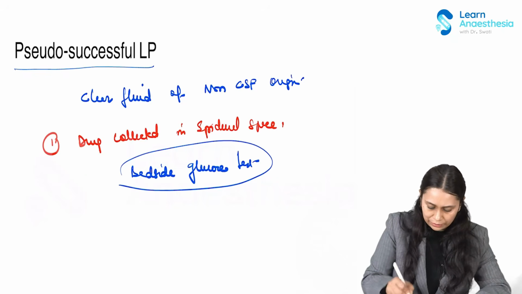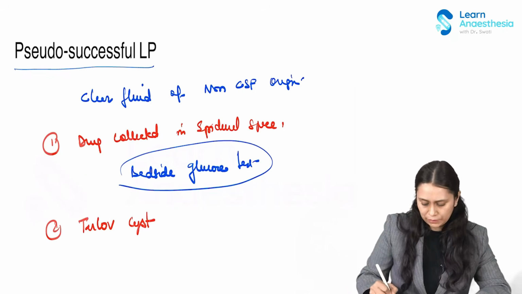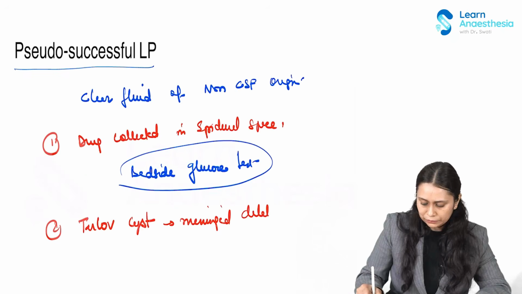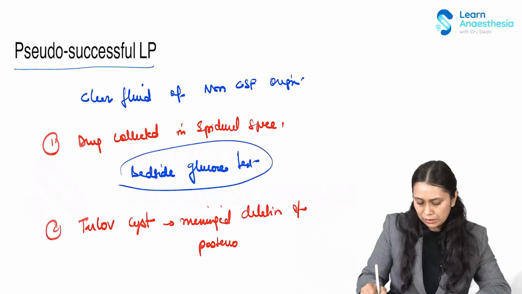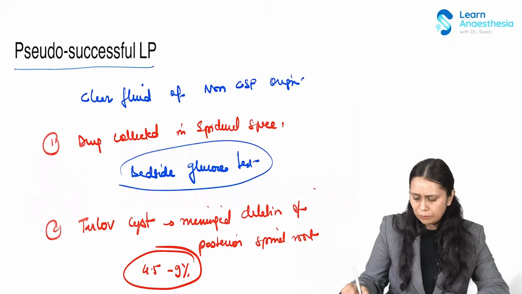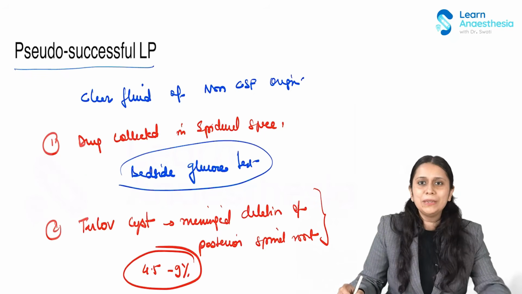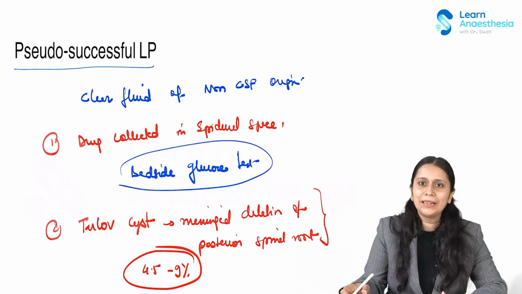Or there is a rare cyst, that is Tarlov cyst, that is the meningeal dilatation. This is meningeal dilation of the posterior spinal nerve root. So this is present in 4.5 to 9% of the cases, and this is a rare thing, and fluid collected in this cyst can come, and we can misinterpret it as a CSF. So this can be a little tricky position, very difficult to diagnose as such.